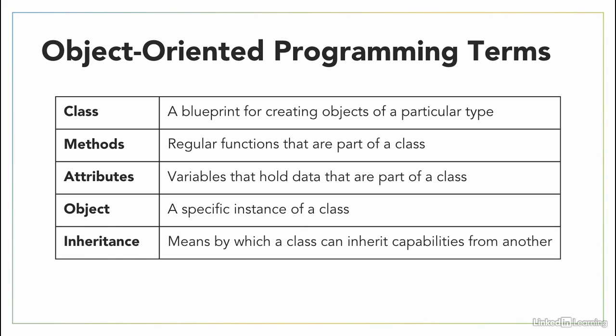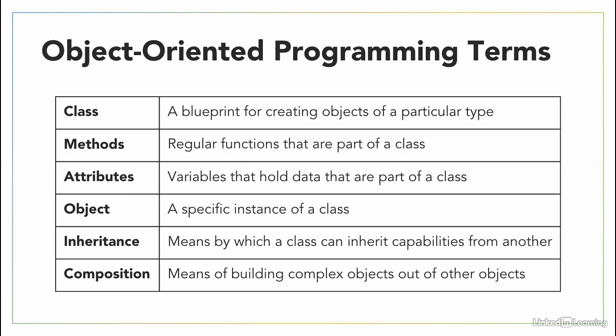The term inheritance describes how you can arrange classes in a hierarchical fashion where a particular class can inherit the capabilities and data of another class, and we'll see how this works in Python later in the course. Another important term to understand is composition, which refers to building complex objects out of other objects. And again, we'll see an example of this later.